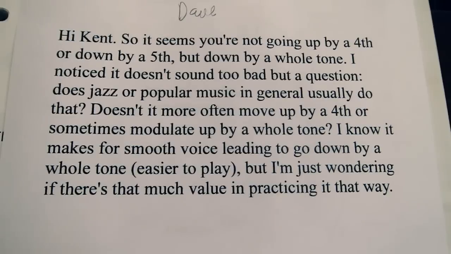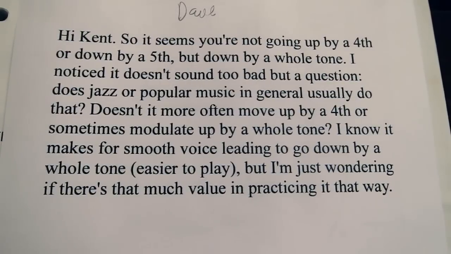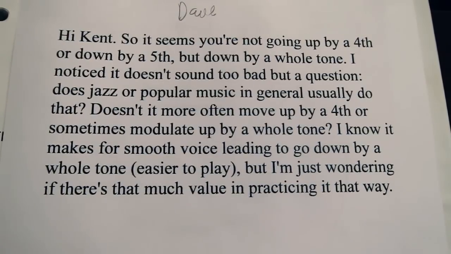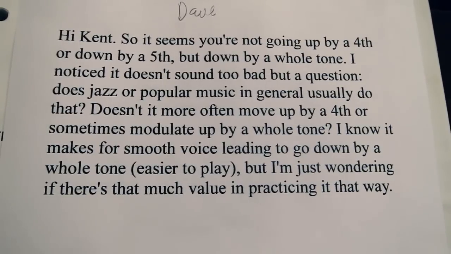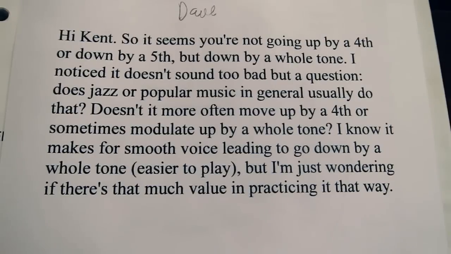On one of my videos on 2-5-1s through the cycle of fifths, I got a comment from Dave. You know Dave. He said: Hi Kent, it seems you're not going up by a fourth or down by a fifth, but down by a whole tone. I noticed it doesn't sound too bad, but does jazz or popular music in general usually do that? Doesn't it more often move up by a fourth or sometimes modulate up by a whole tone? I know it makes for smooth voice leading to go down by a whole tone, and it's easier to play, but I'm just wondering if there's that much value in practicing it that way.